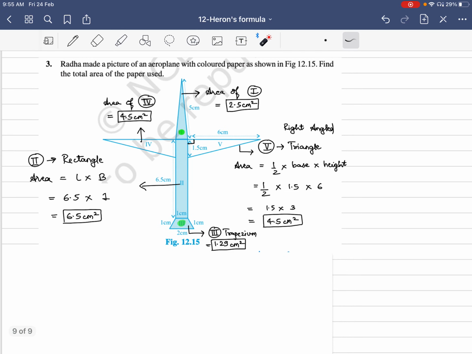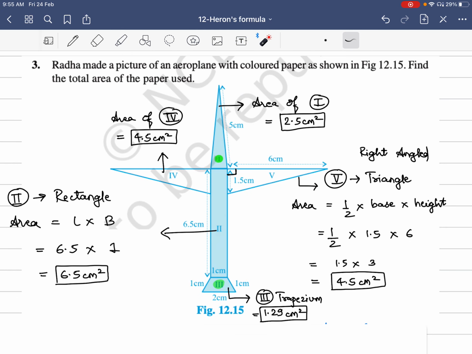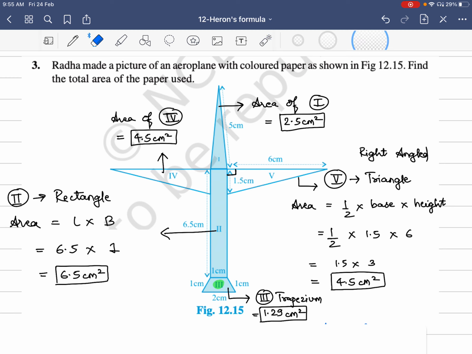This is our rectangle that we started with, and we now finally have all the areas of all the 5 different parts of the aeroplane. This is part number 1, 2.5. Part number 2 is 6.5. Part number 3 is 1.29, and 4 is 4.5, and 5 is also 4.5. All we have to do now is a simple addition.